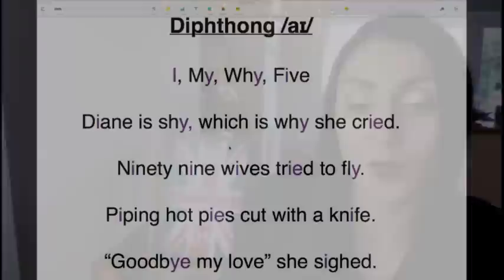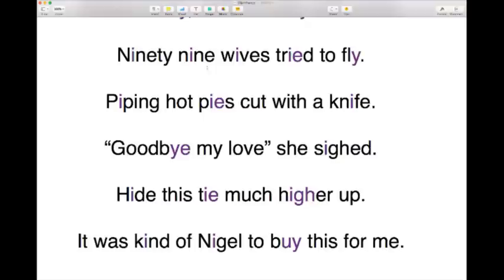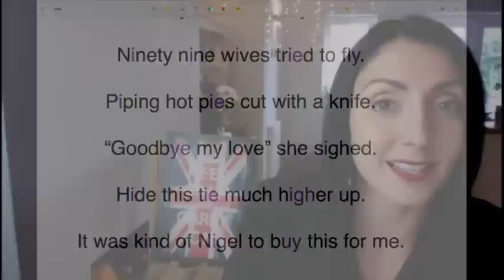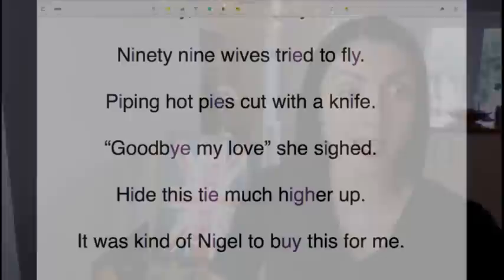Next sentence. We have 99. So we've got 99 wives tried to fly. 99 wives tried to fly. Okay, that's a lot of diphthong sounds in there. All right, let's do one more and then I'll take a quick moment to say hello to everyone.